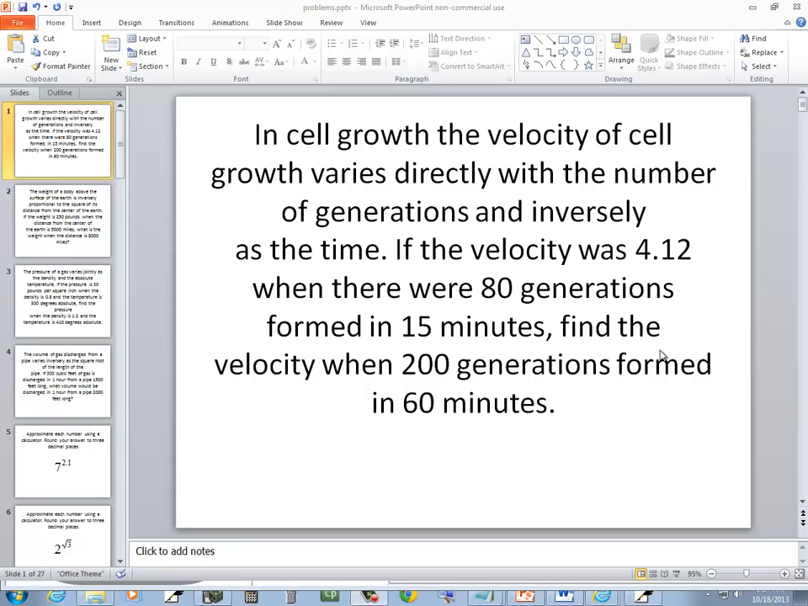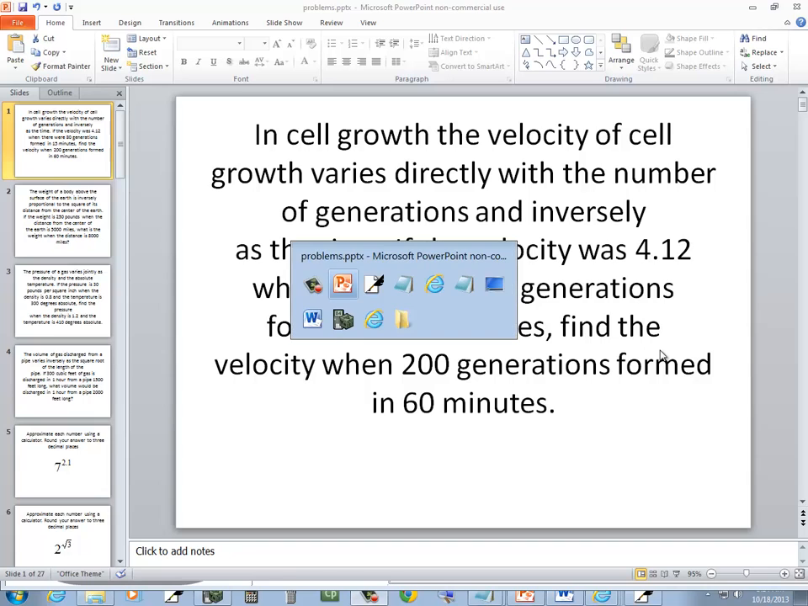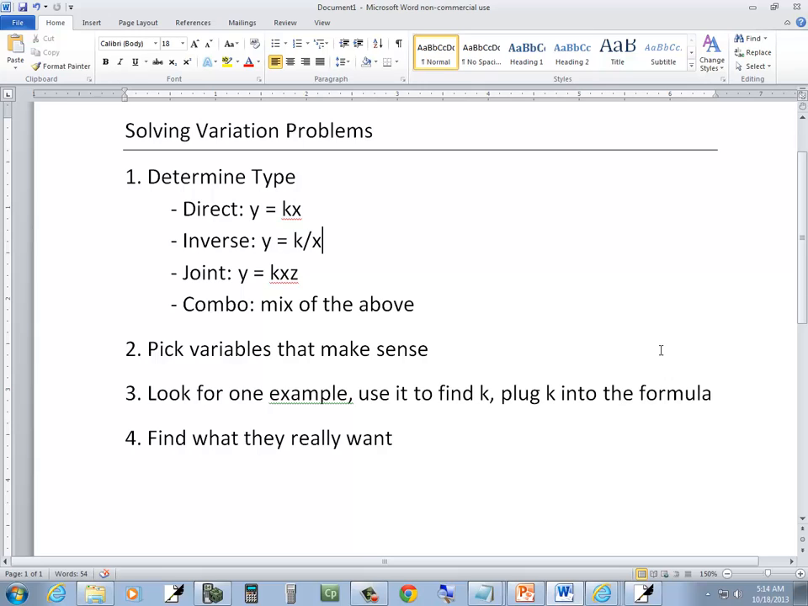In cell growth, the velocity of cell growth varies directly with the number of generations and inversely as the time. Now our first step is to determine type. We got direct, inverse, joint, and combo. Combo is a mix of the above where you have both direct and inverse in the same problem.